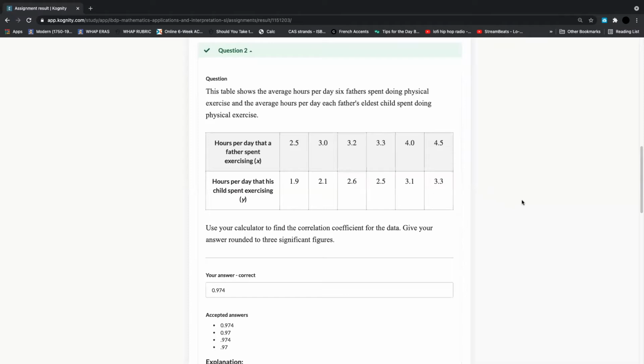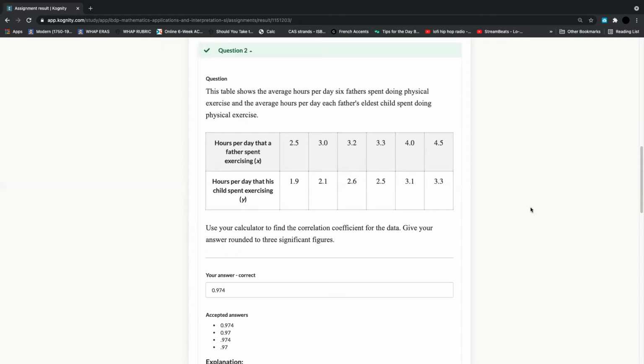Question 2. This table shows the average hours per day 6 fathers spent doing physical exercise and the average hours per day each father's eldest child spent doing physical exercise. Use your calculator to find the correlation coefficient for the data. Give your answer rounded to 3 significant figures. So this one's basically the same concept as before. There's 2 different variables you're looking at.